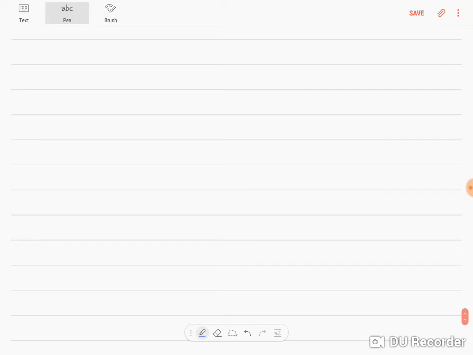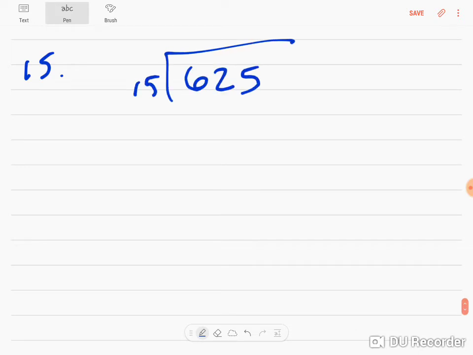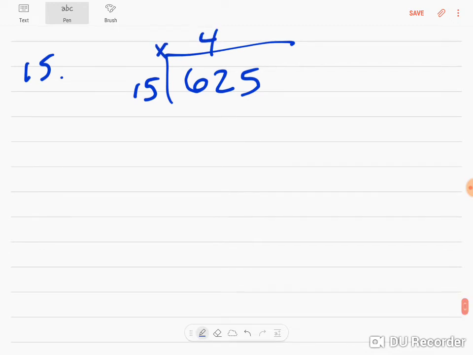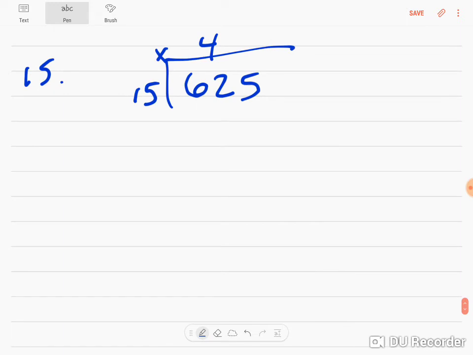All right, and we are on number 15. It says 625 divided by 15. How many times does 15 go into 62? That is going to be 4. 4 times 15 is 60. 2.